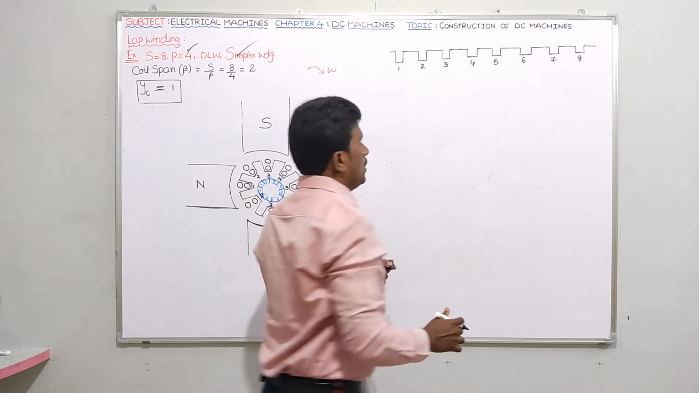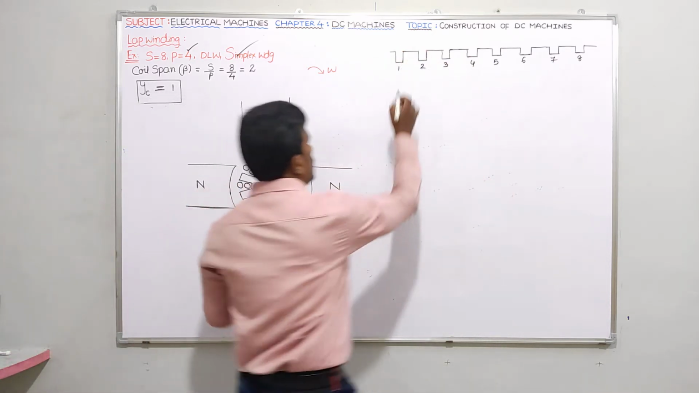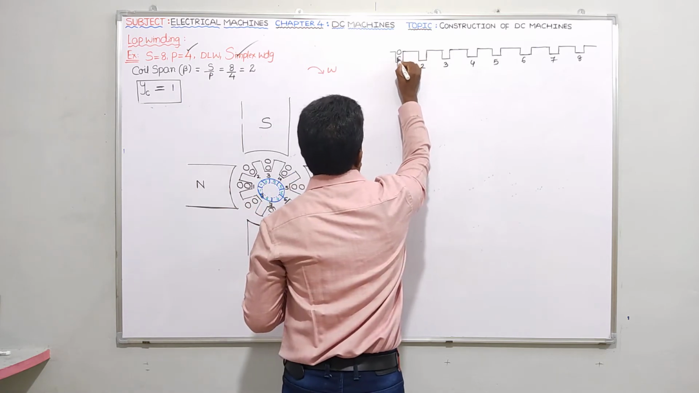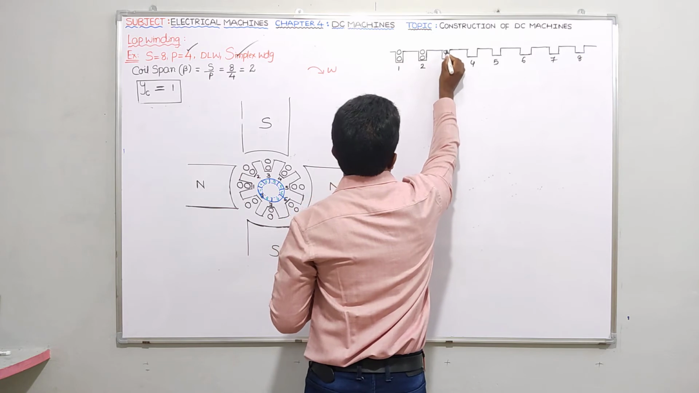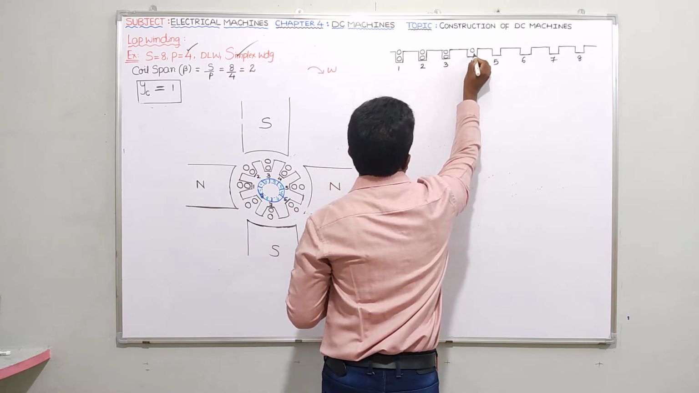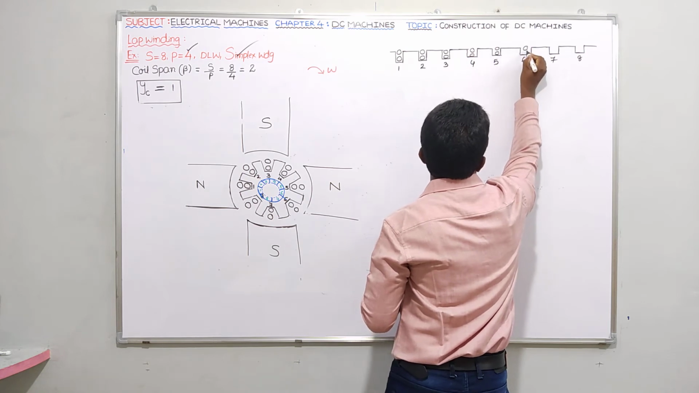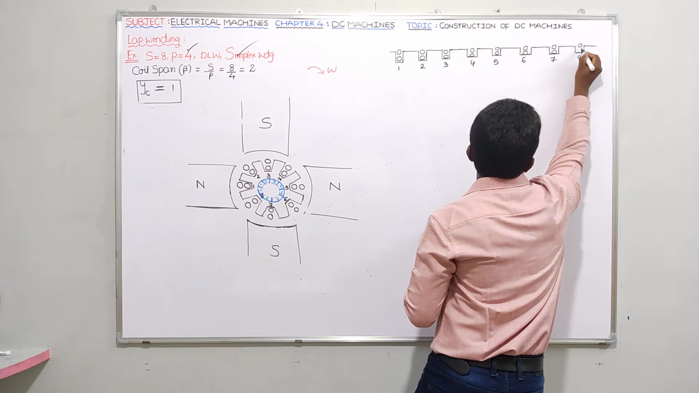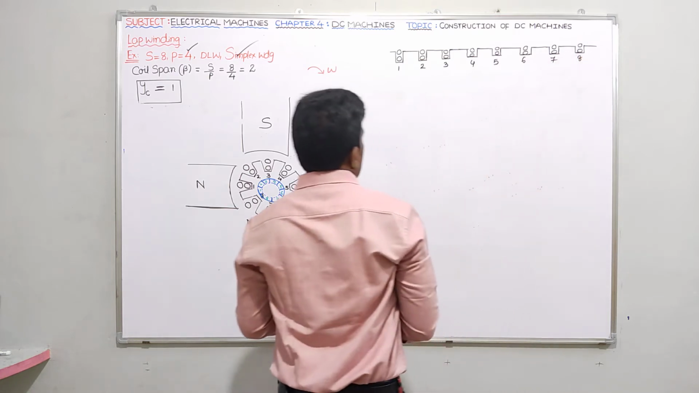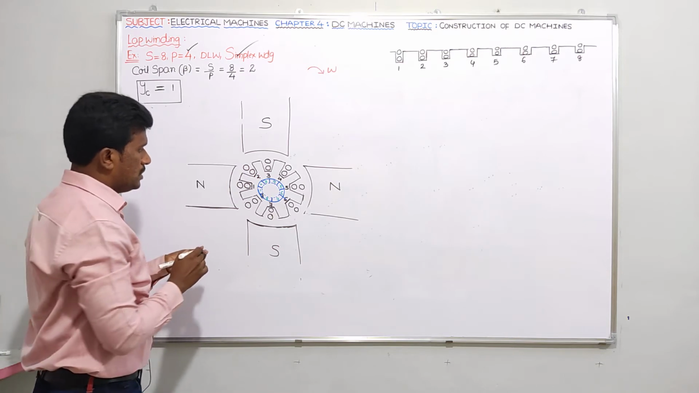Is it clear? It's a double layer winding, so in each slot we have to place 2 coil sets. One in top layer, another in bottom layer. Top layer, bottom layer, top layer, bottom layer. Is it clear? Don't confuse. Very simple only. There is nothing to confuse here.